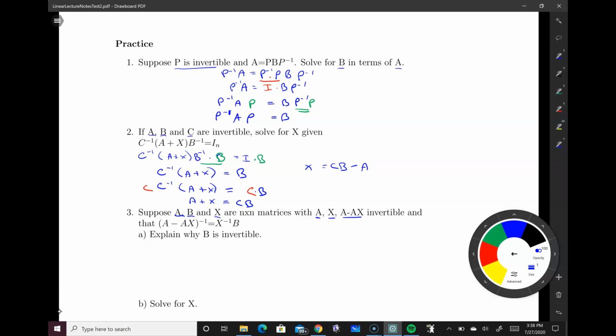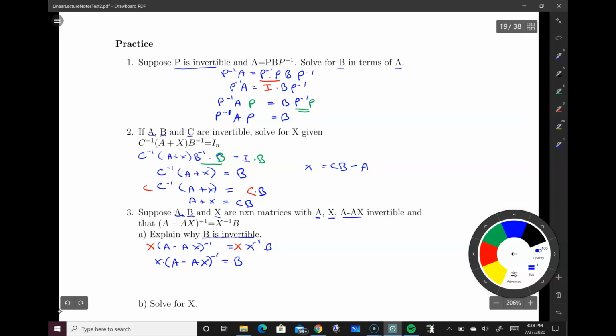So how can I explain why B is invertible? Well, I'm going to take this here, and I'm going to write it down again. All right, and now I'm going to multiply on the left by X on both sides. So this gives me X, A minus AX inverse. X and X inverse, right? They're invertible. Those go away to 1, and so I'm left with B.